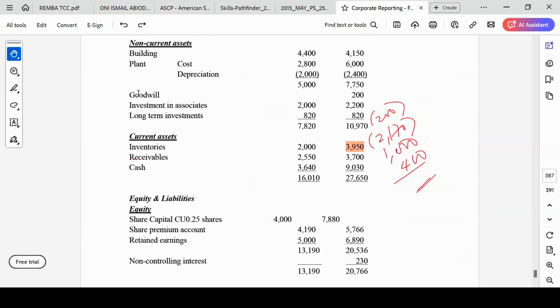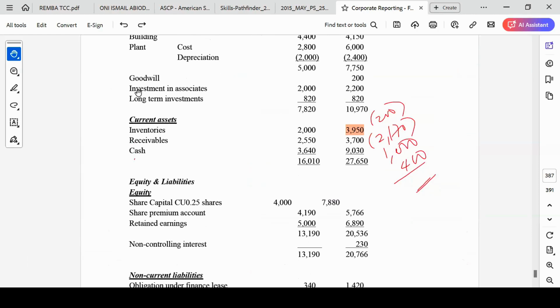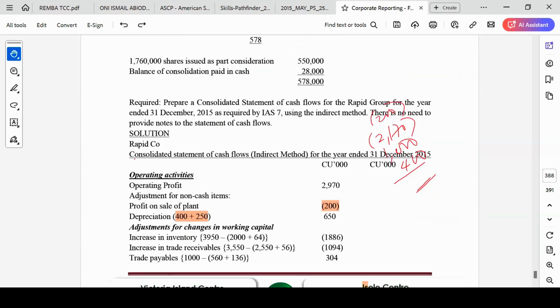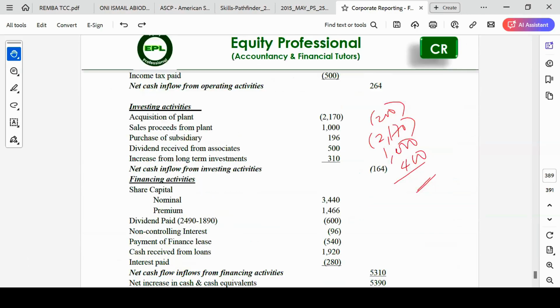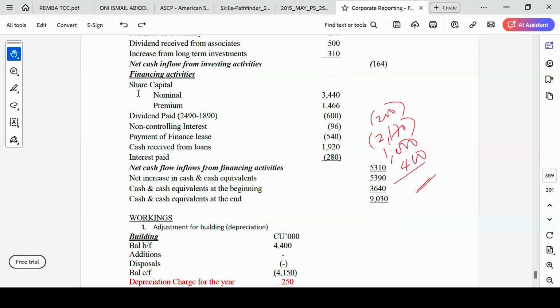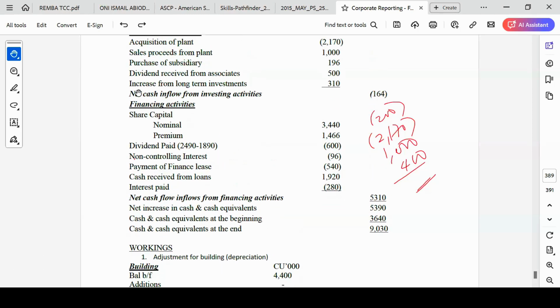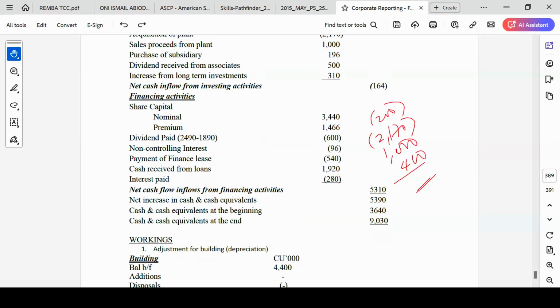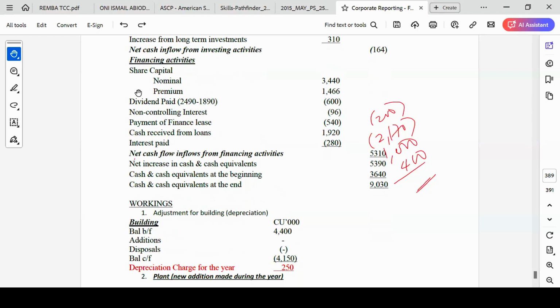Let me see. This question has a lot of typos. All right, next week we'll pick a past question and do it together. All right. Share capital, we dealt with this one.